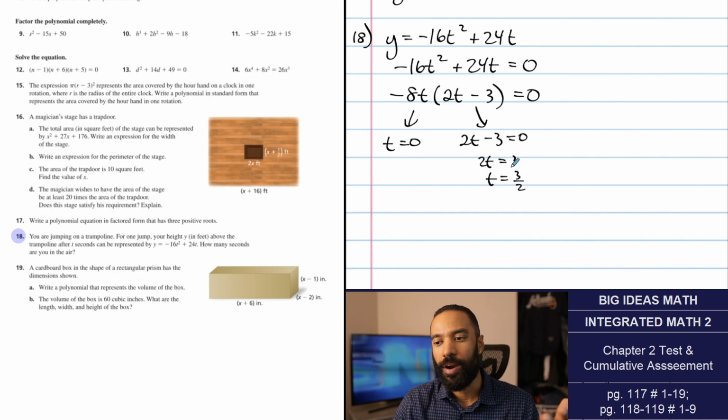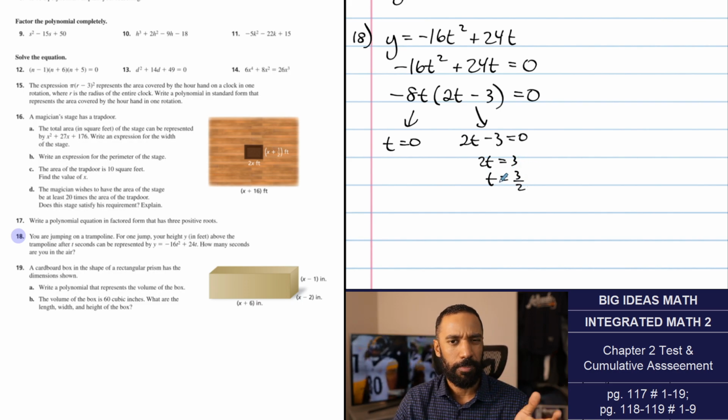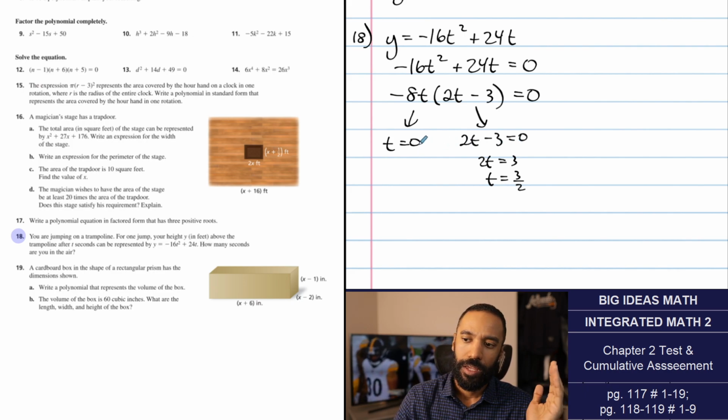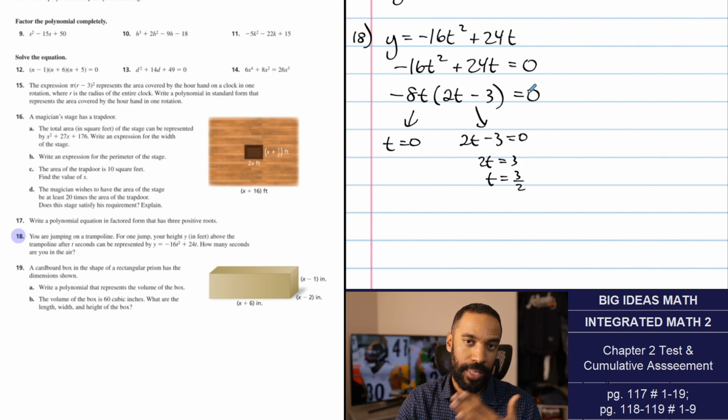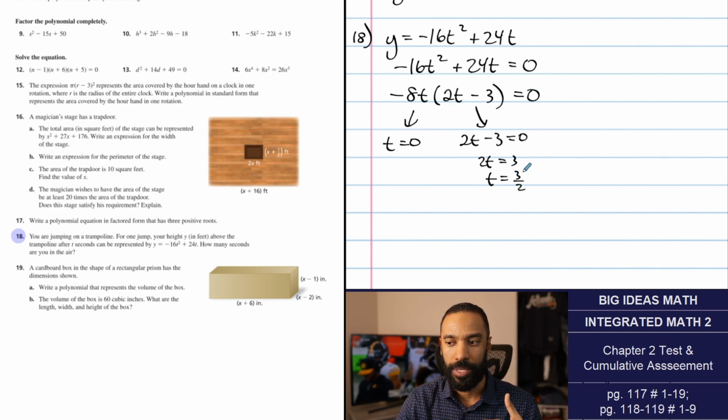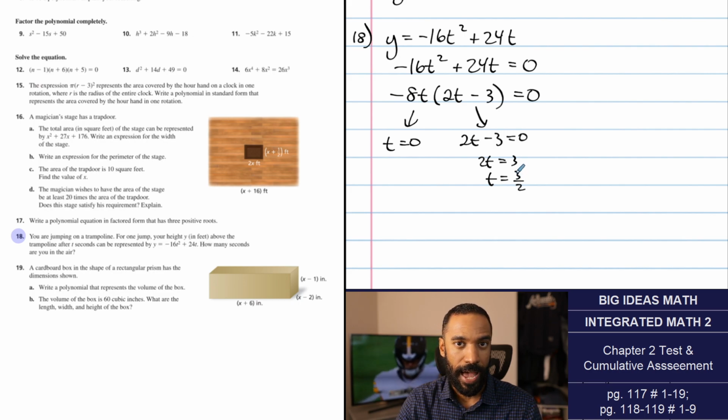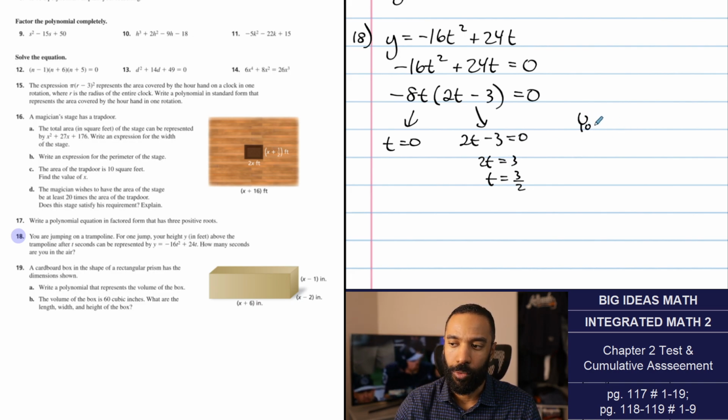As far as time goes, generally we put this into a decimal at that point. At time 0 is the last time that you're on the trampoline before you go in the air. And then you hit the trampoline again at t equals 3/2, which is 1.5. So the difference between 0 and 1.5 is 1.5. You are in the air for 1.5 seconds.